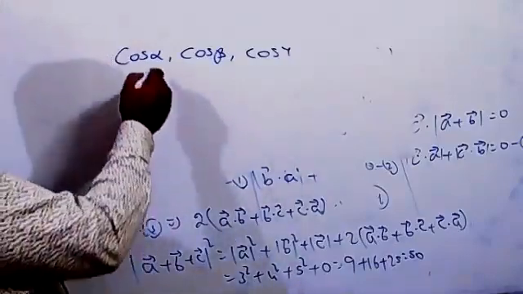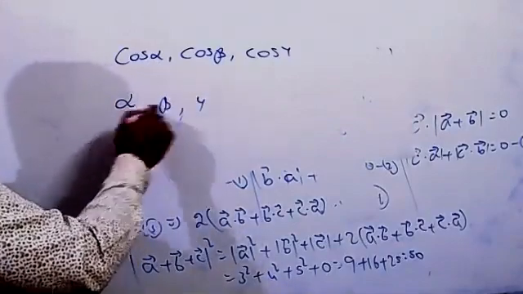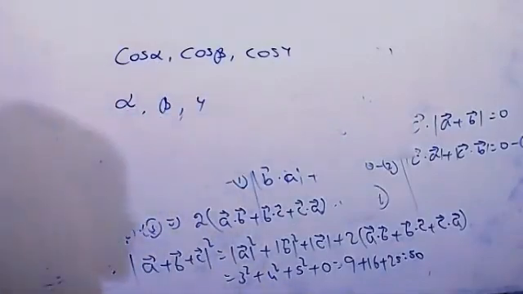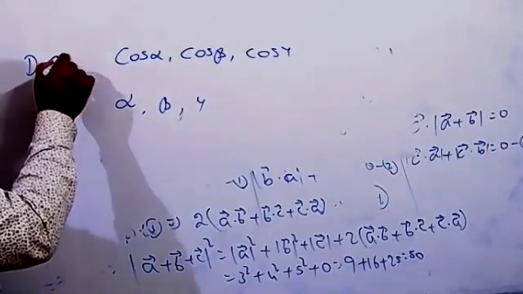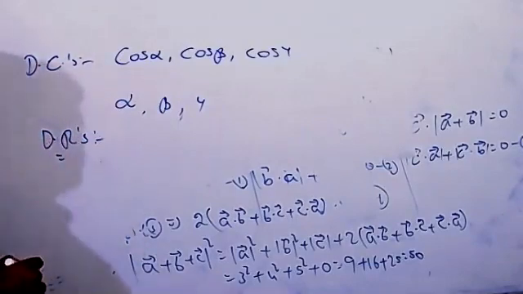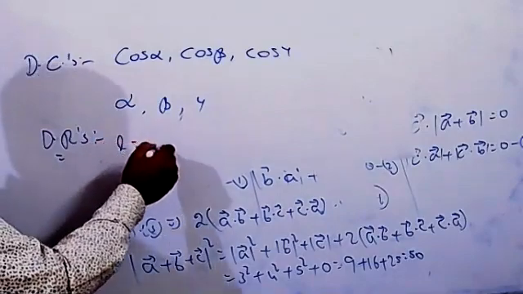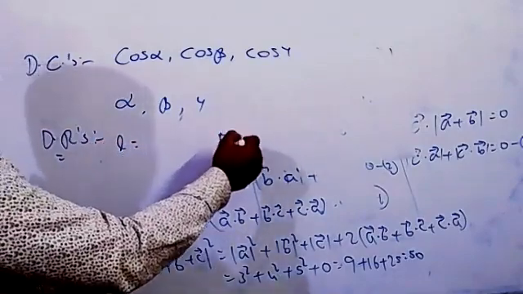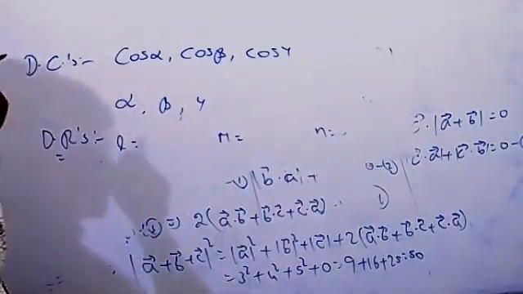That means alpha, beta, and gamma are required. You know, alpha, beta, gamma are the three different angles between the axes. Similarly, suppose we have to find the direction ratios. In this case, we have to find the value of l, m, and n. These we call the direction ratios.